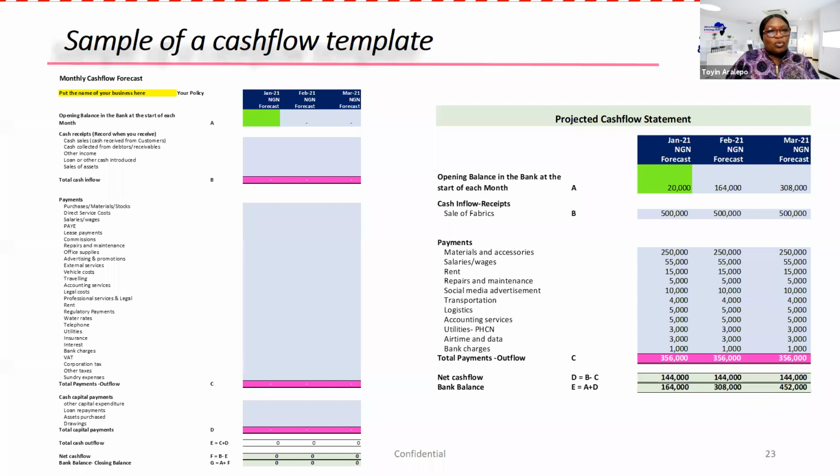So this is just a sample of a cash flow template. You have the cash that is coming into the business. What are the payments that you are going to make? Then if you have any capital payments, maybe you are paying loans or you are buying assets. So how much is going to be left at the end of the day? And this is just a sample for you to see the structure of a cash flow, right?